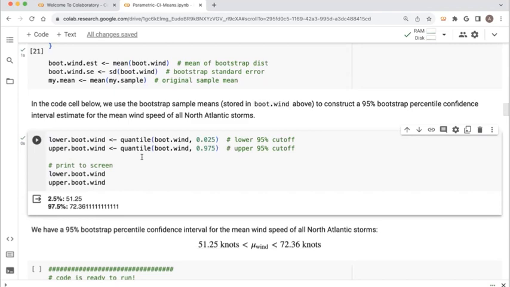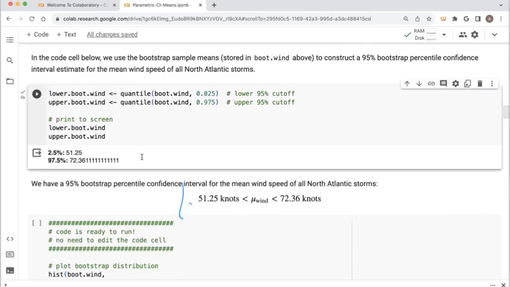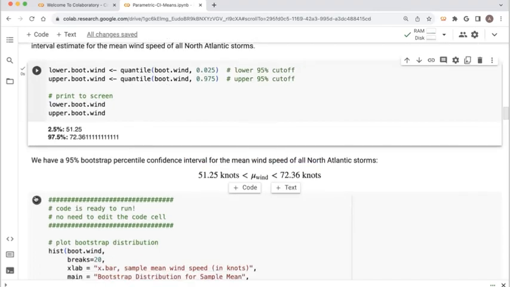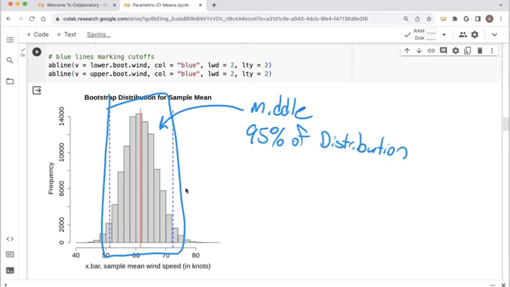So if we were doing bootstrapping as we've been doing up to this point, we would have a 95% bootstrap percentile confidence interval for the population mean wind speed, which would be between 51.25 knots and 72.36 knots. And we could take a look at these values marked on our bootstrap distribution. So what I want to discuss in this video is a different method for calculating confidence intervals that is going to depend on the theoretical central limit theorem, and we can compare the results we get using the central limit theorem to the results that we just got using bootstrapping.